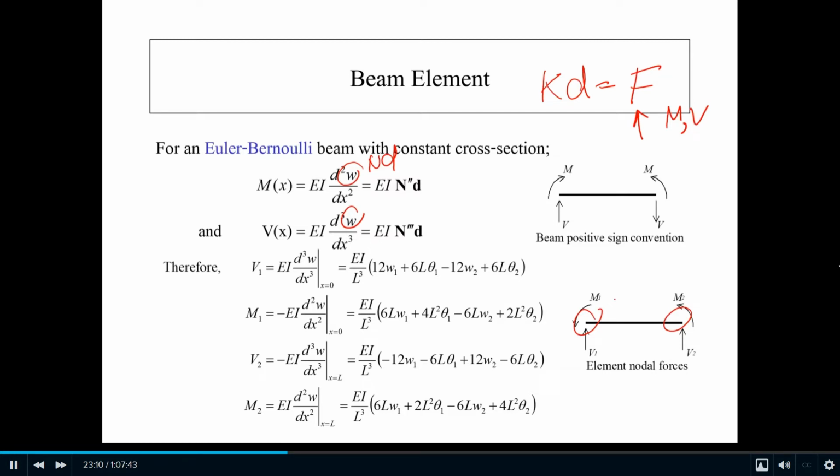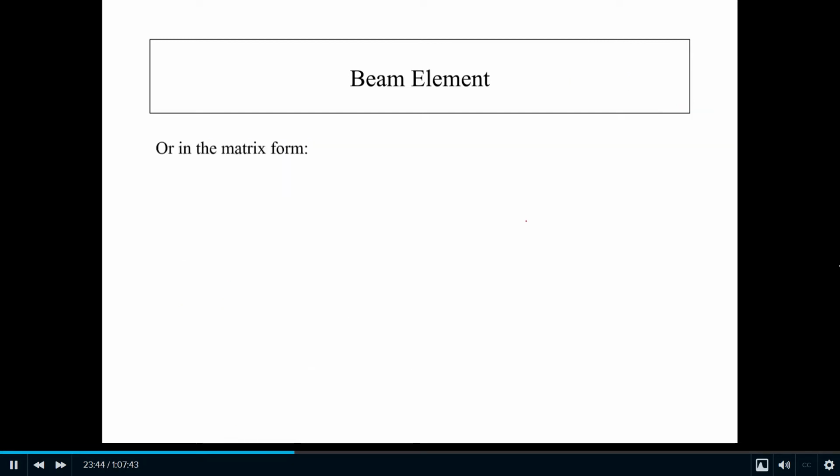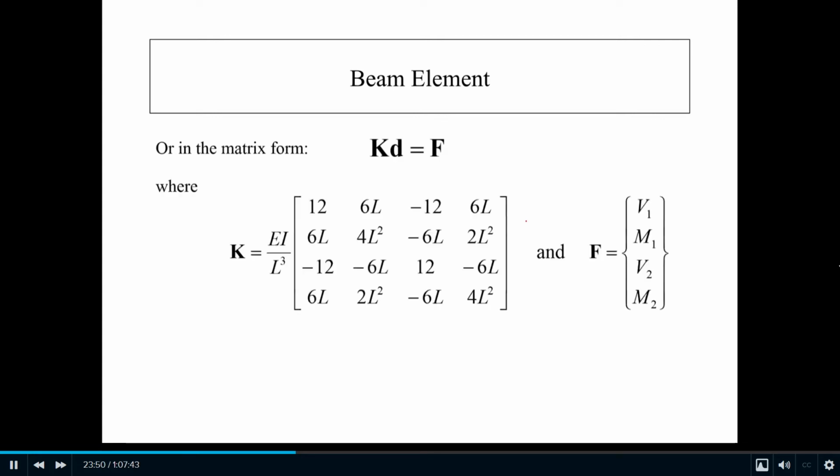After you apply this equation for moment and this equation for shear, you put x equal to 0 and x equal to L to define moment and shear at both nodes. You would have this equation. If you look at this equation, this is F, and inside all this you have the nodal variables, slope and deflection at both nodes. So after you set up the equation, you would have the element stiffness equation.